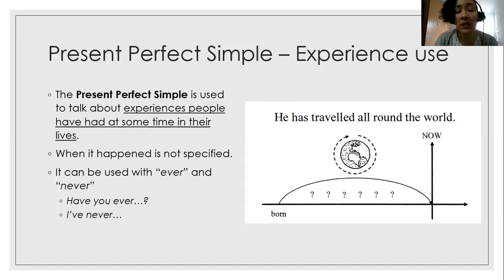And then we can use this with ever and never, okay? Ever means at some moment in your life, and never means not at some moment in your life. It is the negative form of ever, okay? So, for example, have you ever been scuba diving? And me, I can say, no, I have never been scuba diving. In my life, until this moment, I have never had this experience. Okay, good. So we continue.